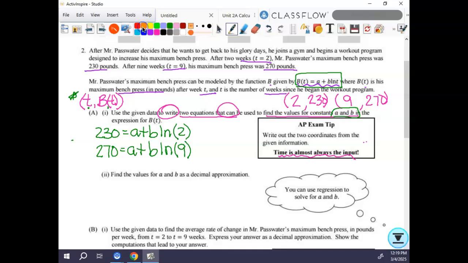All right, so now we need to find A and B. And our little tip over here is you can use regression. Not just that you can, you should. Don't try and do it by hand. Use the calculator. This is a calculator question. So we're going to go to Desmos.